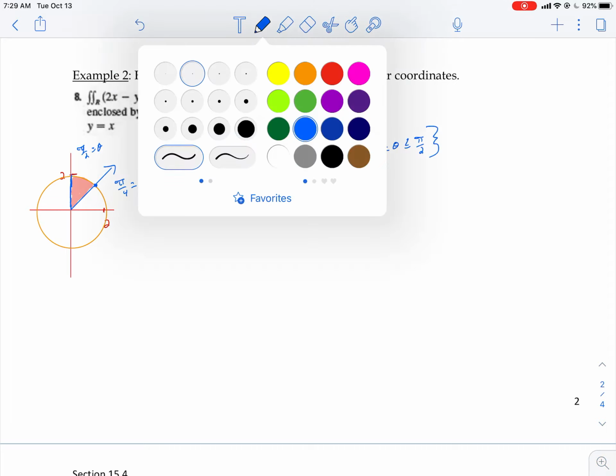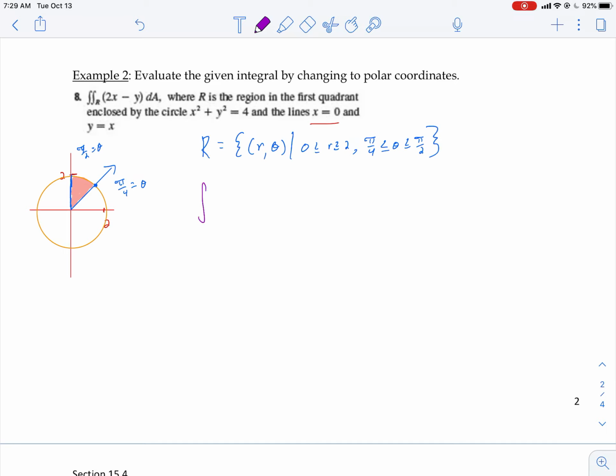All right, now let's go ahead and just set everything up. So we're going to integrate this. So again, we're doing our thetas first. So from pi over 4 to pi over 2. Doing our integral for r, which is going to be 0 to 2. And now it was 2x minus y. We're going to go ahead and say 2r cosine theta for x minus r sine theta for y times r dr d theta.